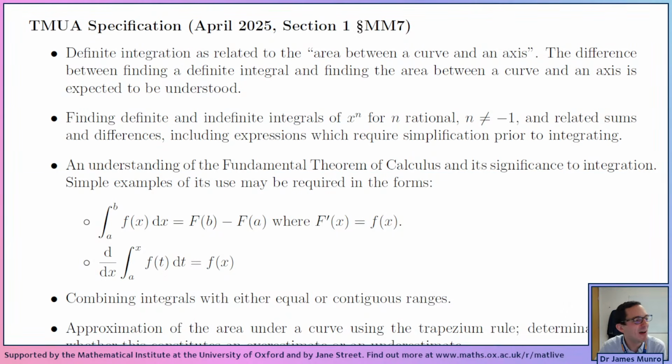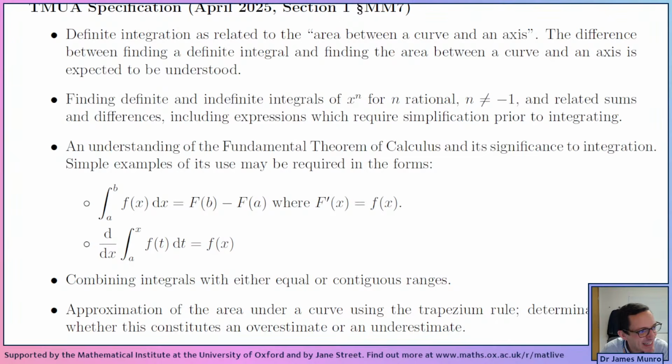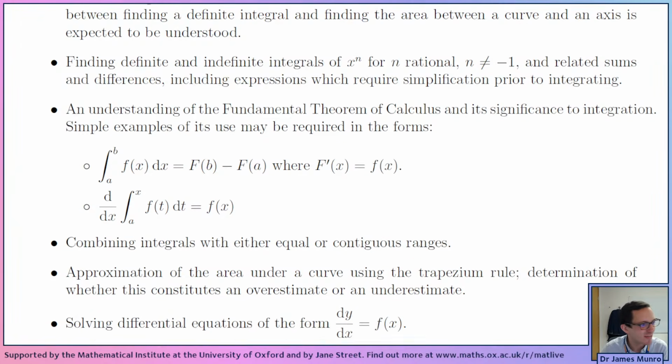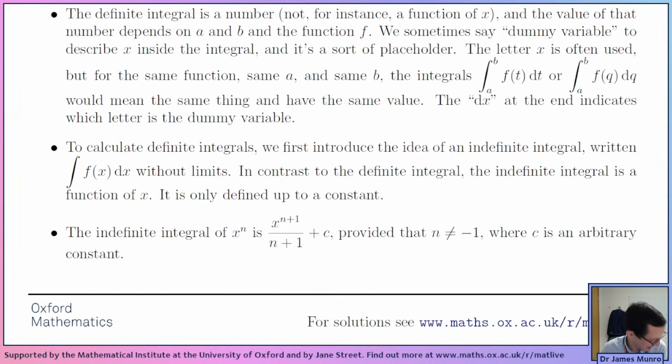Okay. In the TMUA specification, the only thing that you're required to be able to integrate is that second bullet point up there. Finding definite and indefinite integrals of x to the n, where n is rational and not equal to minus 1. And that's it. That's all you can integrate. So in my revision notes, the indefinite integral of that is x to the n plus 1 over n plus 1. And that's it, provided n is not minus 1.